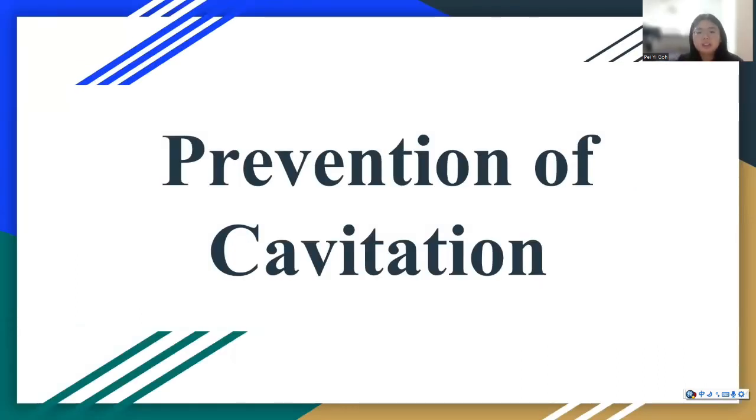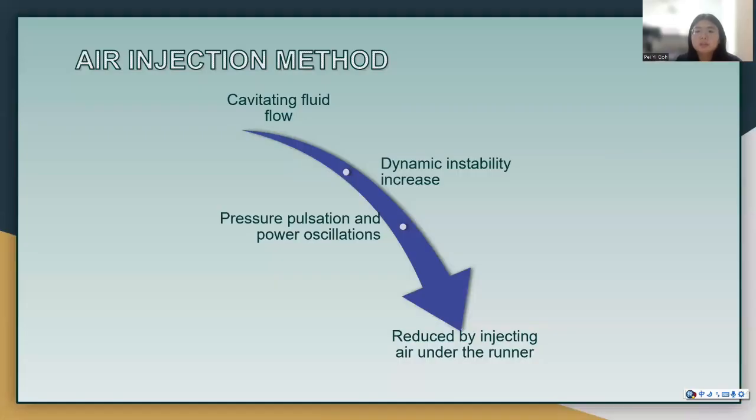I will talk about the cavitation prevention and mitigation techniques. The first method to prevent cavitation is the air injection method. This effective method helps to prevent cavitation during turbine operation.